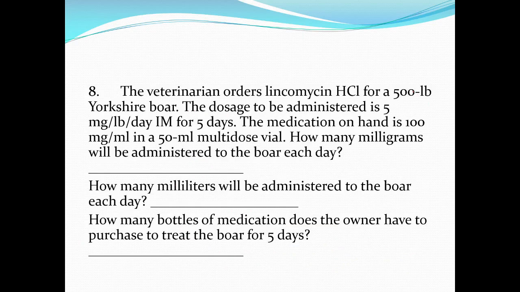Now we have a boar. It's 500 pounds. We want to give this boar 5 mg per pound per day for 5 days. The medication on hand is 100 mg per mil in a 50 ml multi-dose vial. How many milligrams are going to be administered to the boar each day? Sometimes we need to take it step by step and see which numbers we can actually ignore. Sometimes there are numbers there that don't actually fit into it.